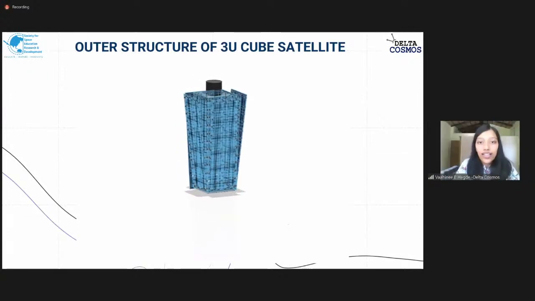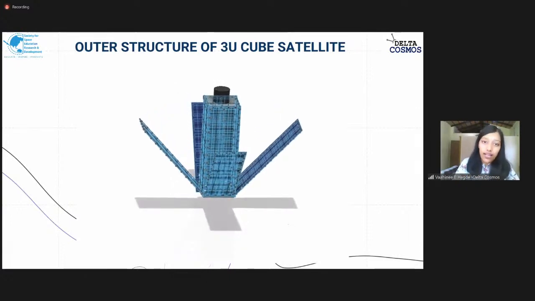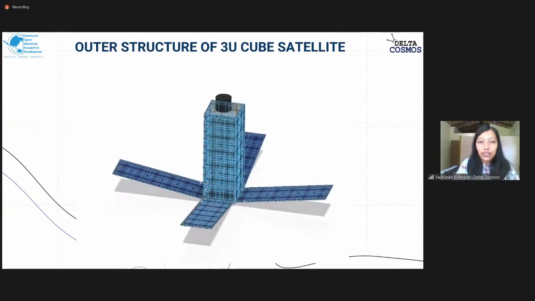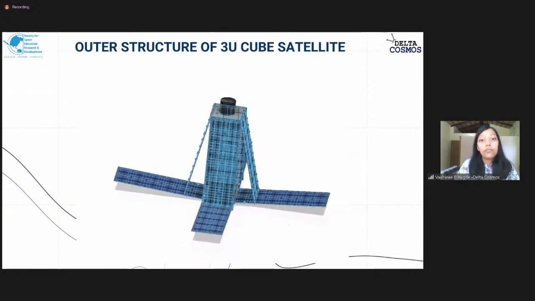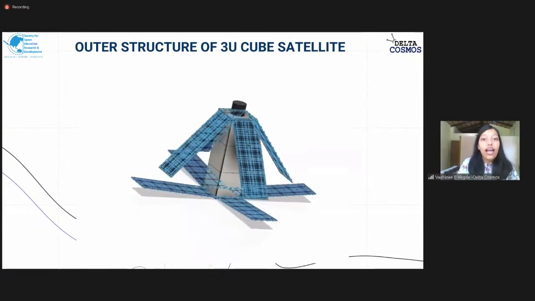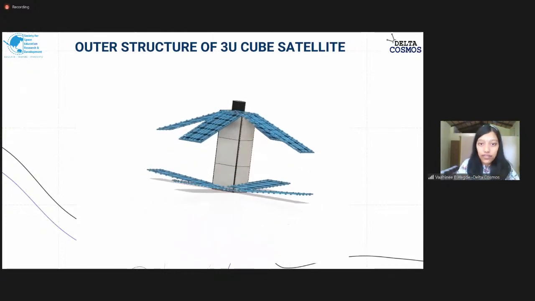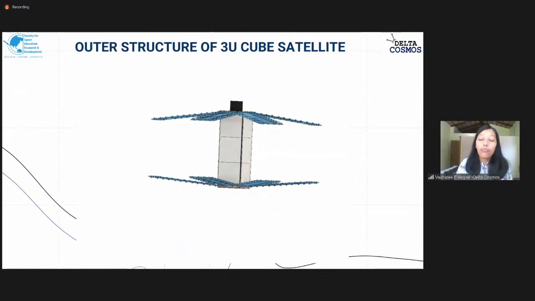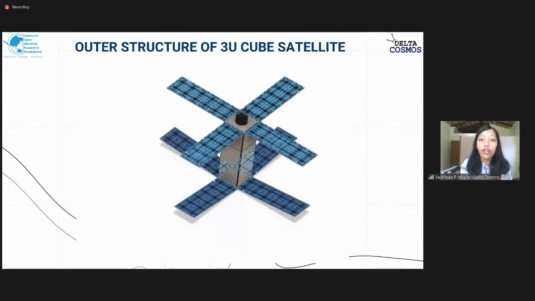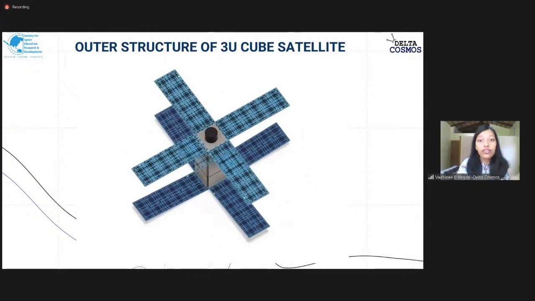So this is a 3D model of the outer structure of a 3U CubeSat. It consists of solar panels, which are the power sources of our satellite, and we need to mathematically calculate exactly the power sources and power budget of the CubeSat. Adding to it, we need additional time to decide how many solar panels we need to use, whether 8, 4 on one side and the other 4 on the other side, or just 4 on the one side.